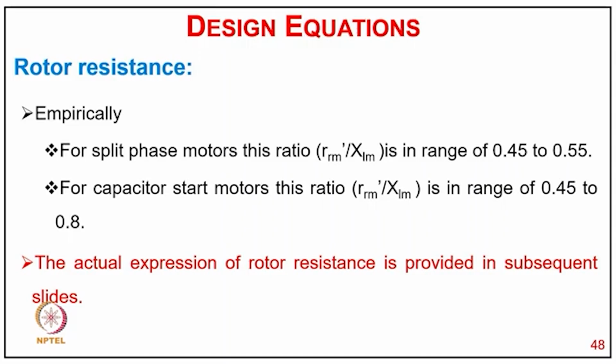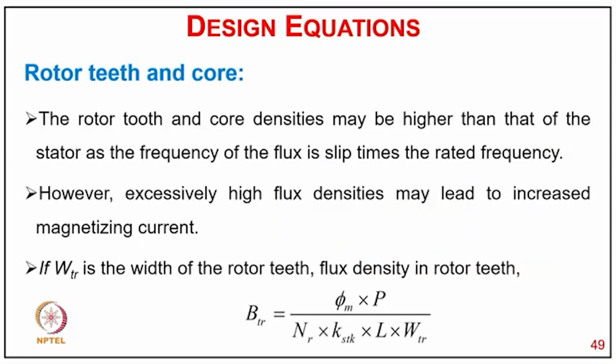So the actual expression of rotor resistance is provided in a subsequent slide. The rotor teeth and rotor core flux density may be higher than that of the stator, as the frequency of the rotor is the slip times the stator frequency. Because core loss is not there, it is only affecting the magnetizing current. How can excessive high flux density lead to increased magnetizing current?